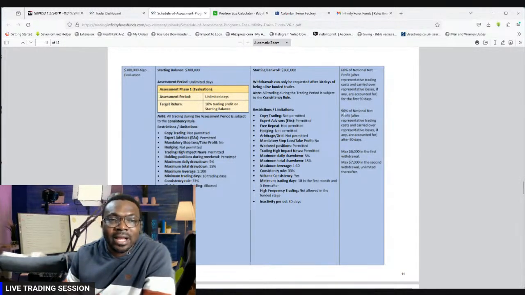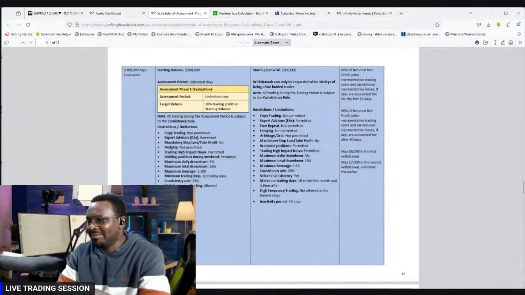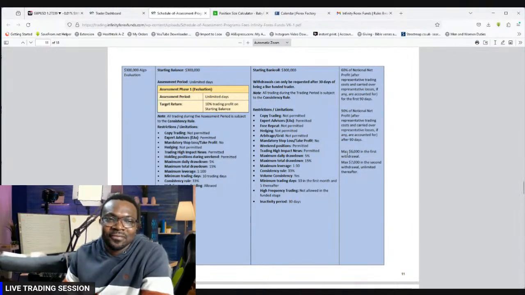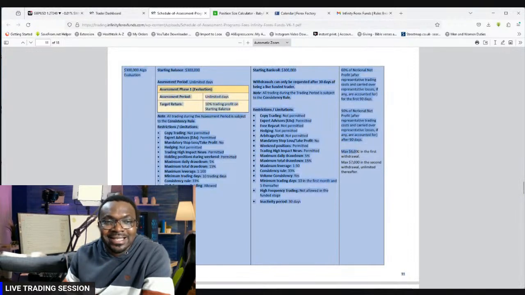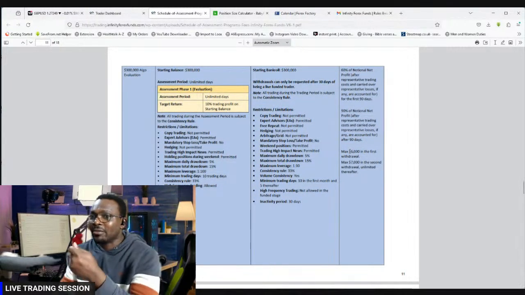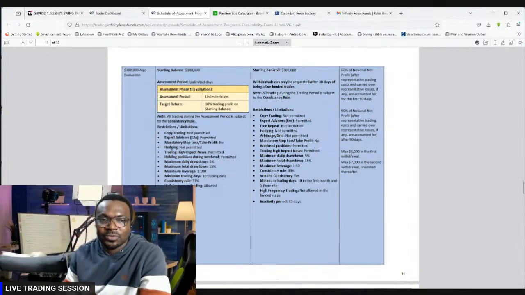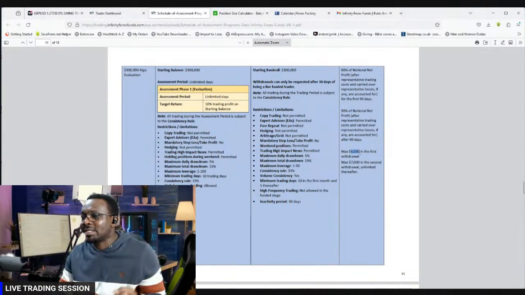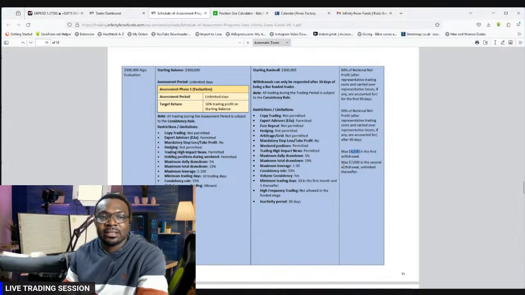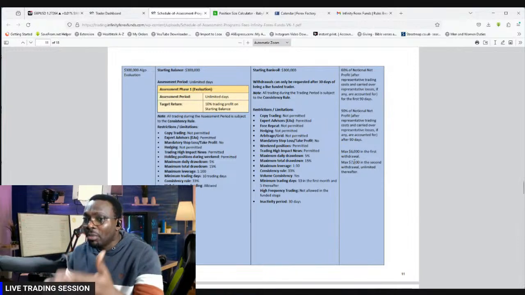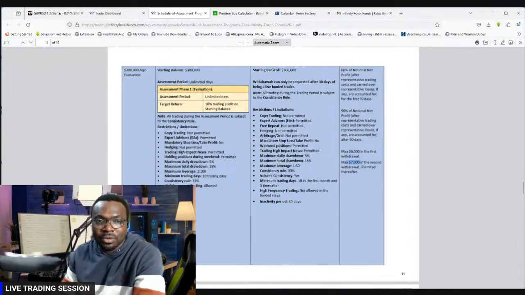So I'm waiting for that. I'm really waiting for that. Then they now say on this account, which is $300,000, the maximum you can request to withdraw is $6,000 for the first month. First withdrawal, the maximum is $6,000. Then the second withdrawal, whether month or not, it's not about the month, should not be more than $7,000.